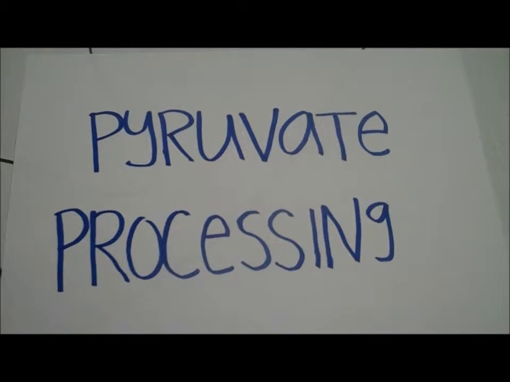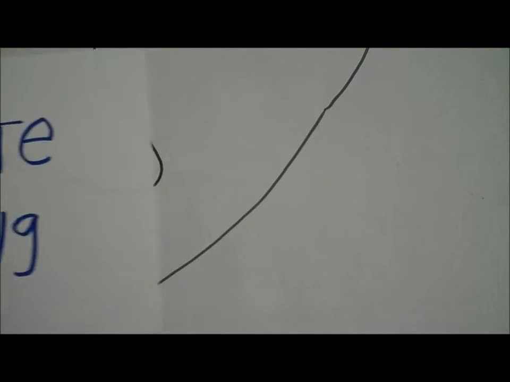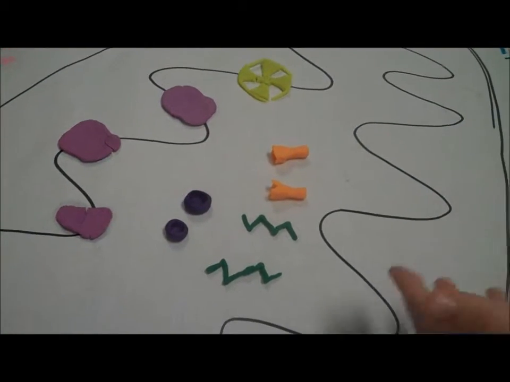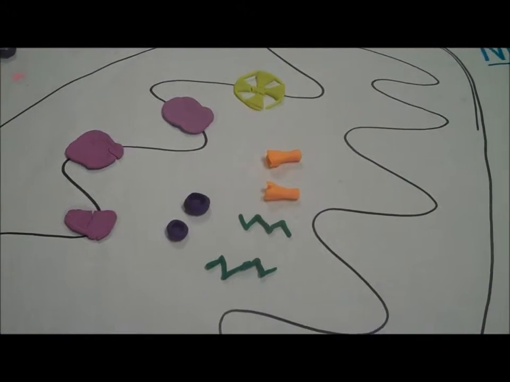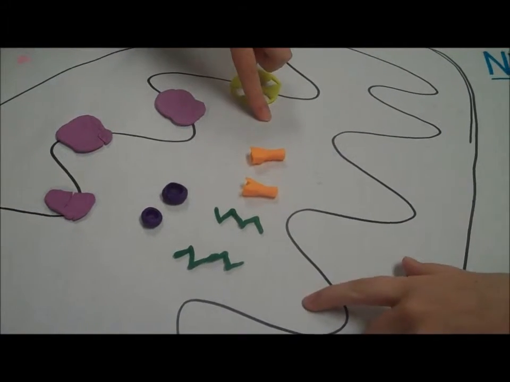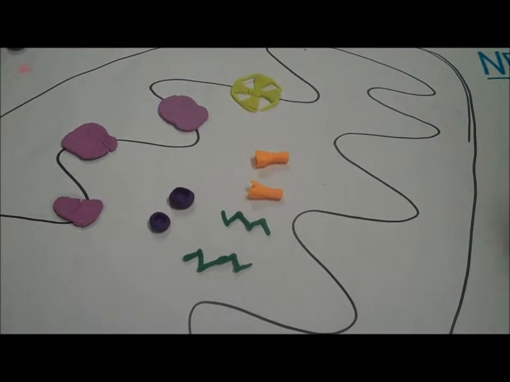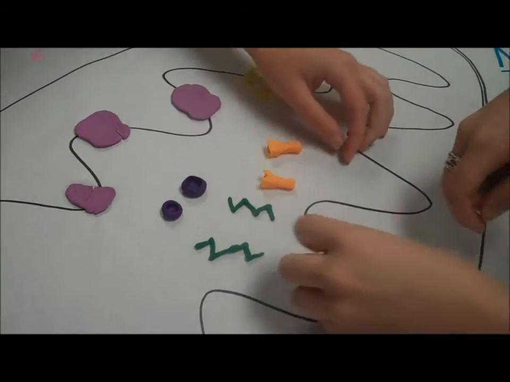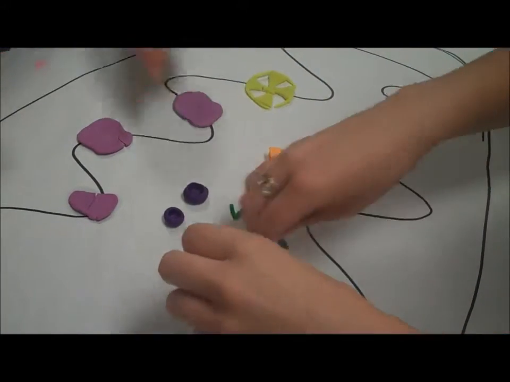The second major step is called pyruvate processing. This is the stage in which the process enters the mitochondria. Pyruvate processing takes place in the matrix. In this step, one carbon is removed from each pyruvate and released from the body as CO2. The remainder is called acetyl.